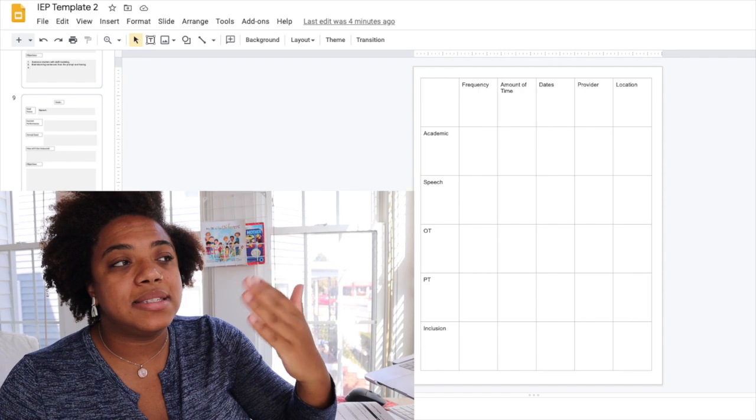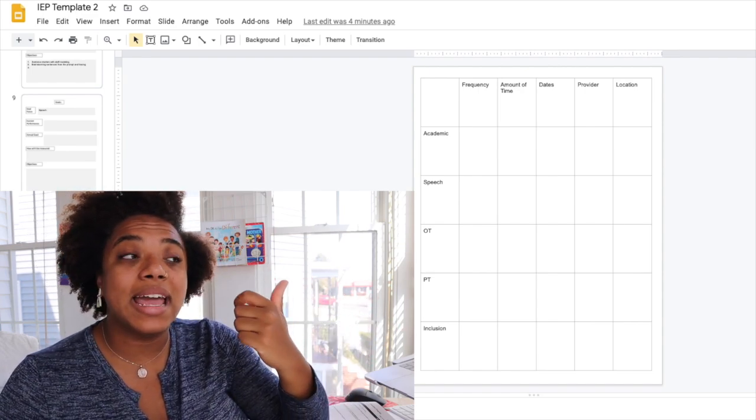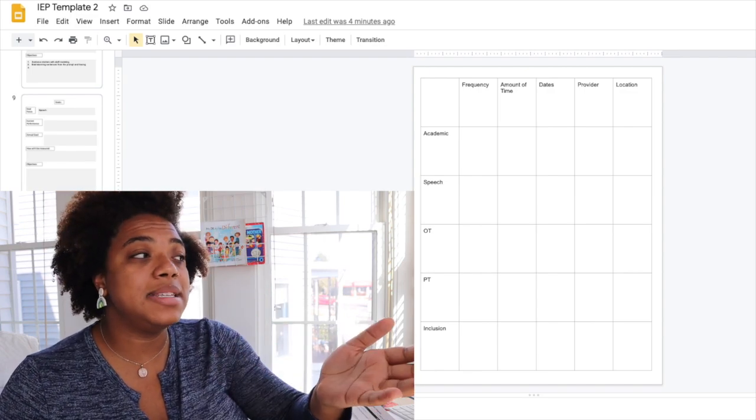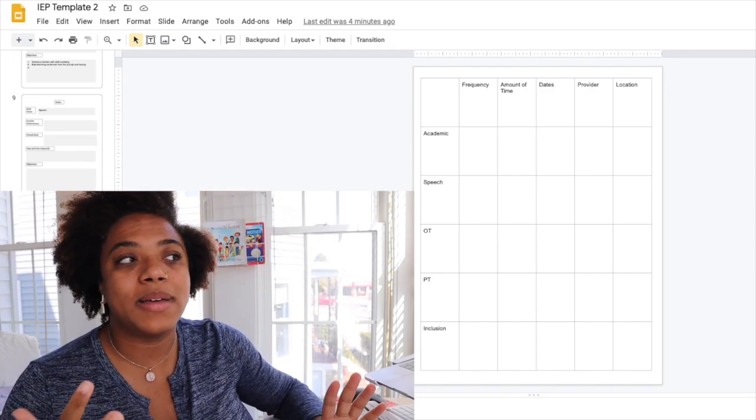included is some sort of grid that talks about the frequency or the minutes that the kids are getting, and who the provider is and the location of the services. So sometimes this is written within the IEP goal itself. Sometimes it's a separate area.